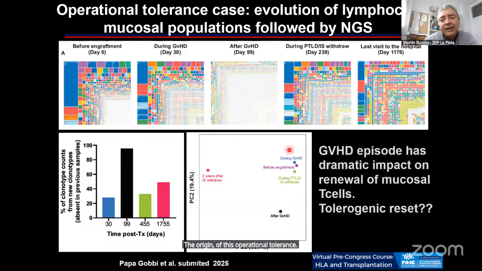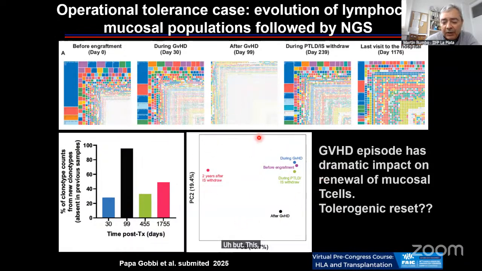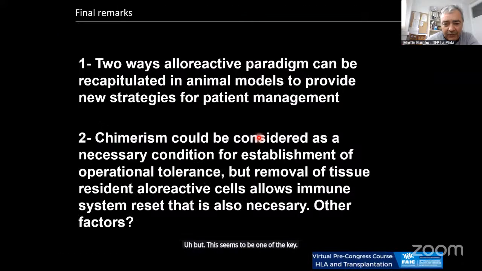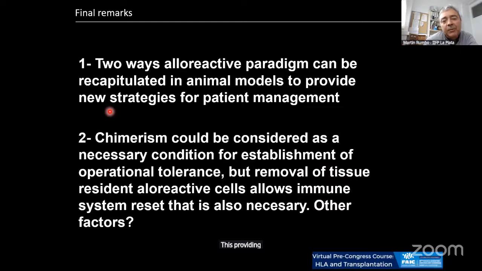So we're still trying to learn more on this case, but this seems to be one of the key elements of the case. So as final remarks, we can say that this two-way cellular-active paradigm can also be recapitulated in animal models, providing tools for developing new strategies for patient management.